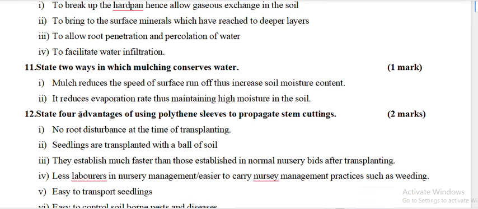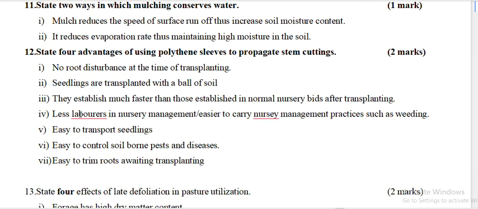Question 11. State 2 ways in which mulching conserves water. And the first way in which mulching conserves water, it helps reduce the speed of surface runoff, thus increases soil moisture content because the water will be retained. Then reduces evaporation rate, thus maintaining high moisture in the soil.